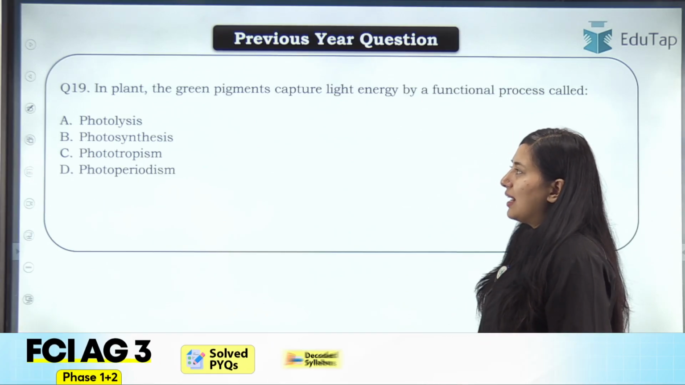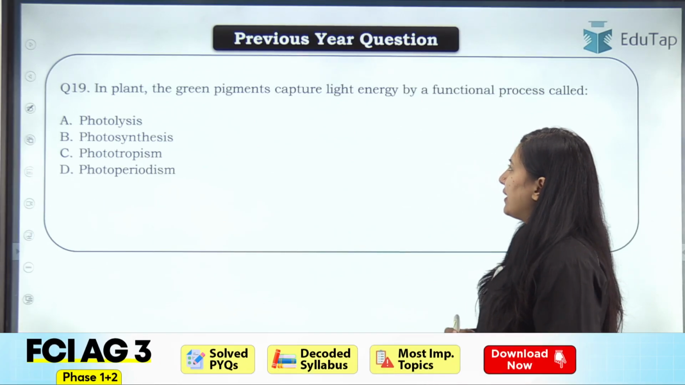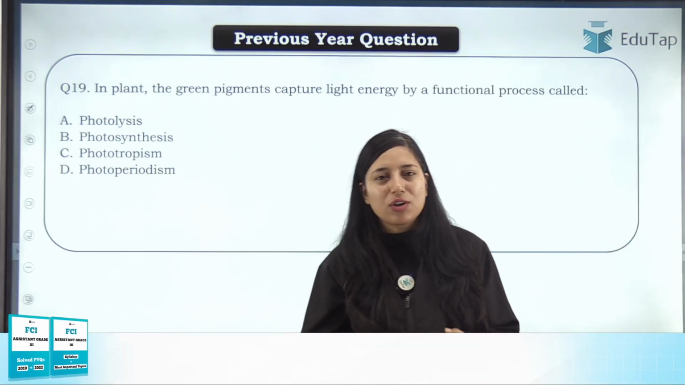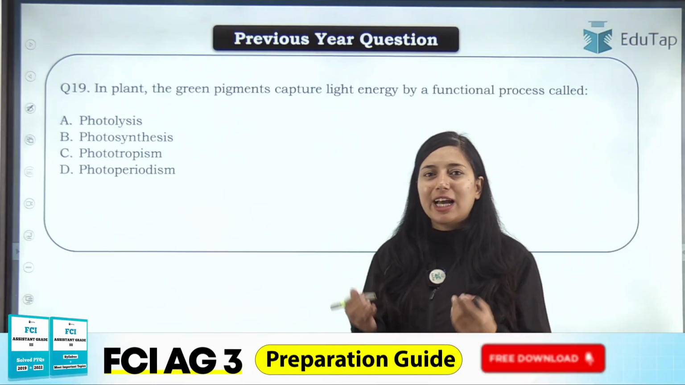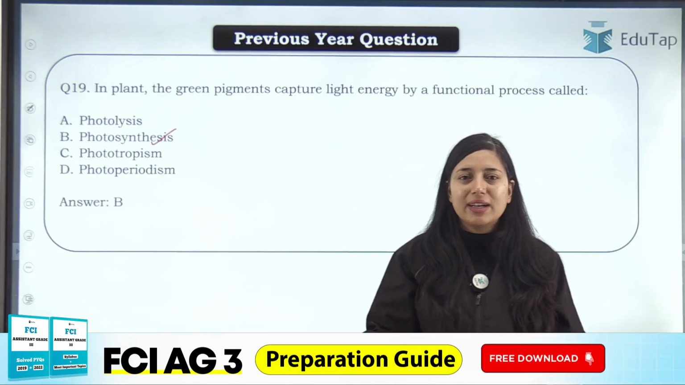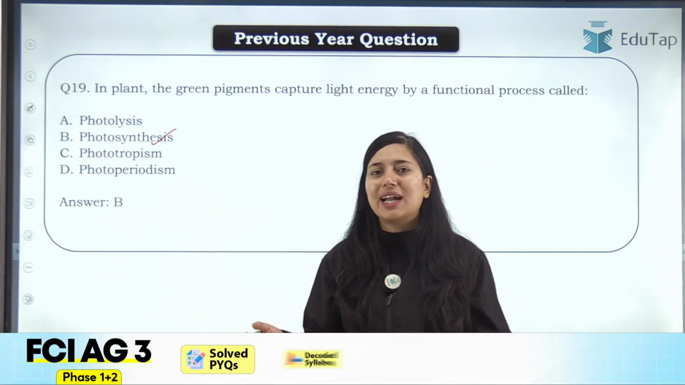Now, in plants, the green pigments capture light energy by a functional process called. Okay, so what is the process through which the plant captures light energy? So it is your photosynthesis. Very easy, right? Photosynthesis is the process through which plants make their food.